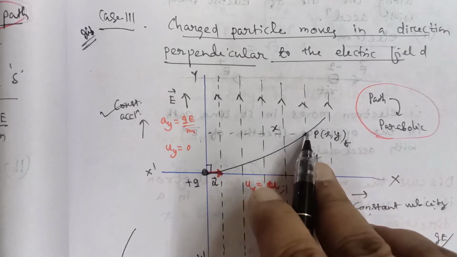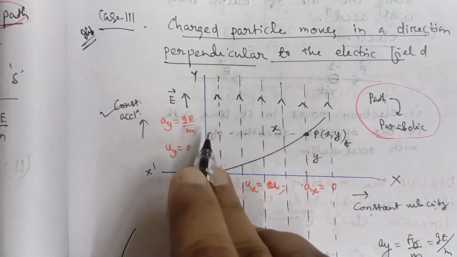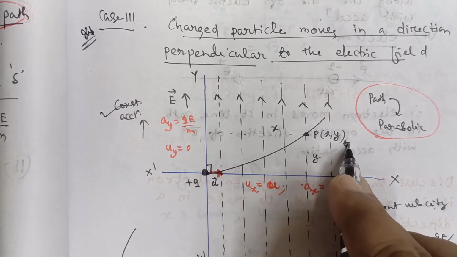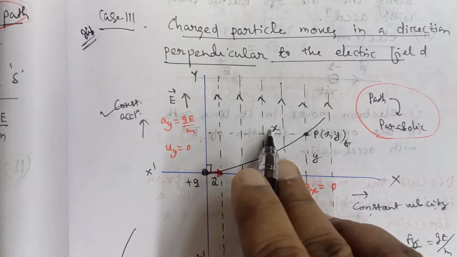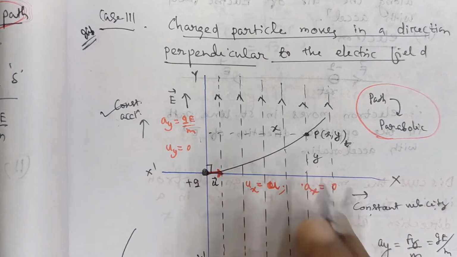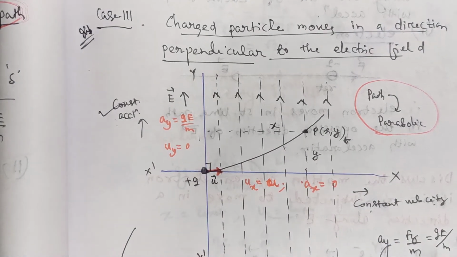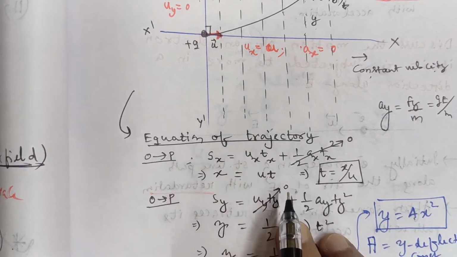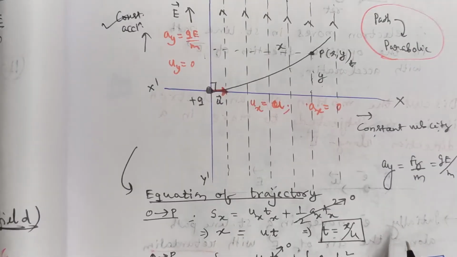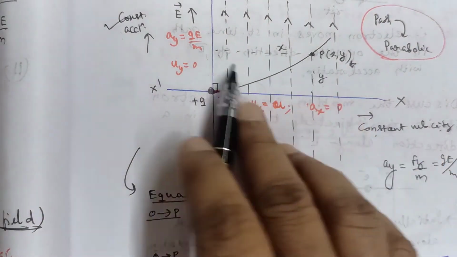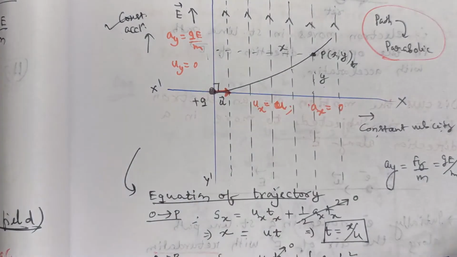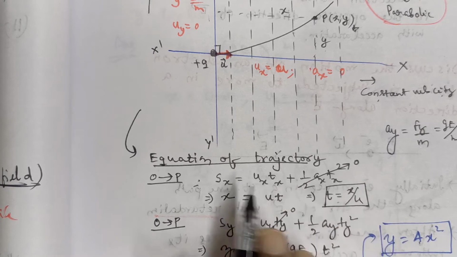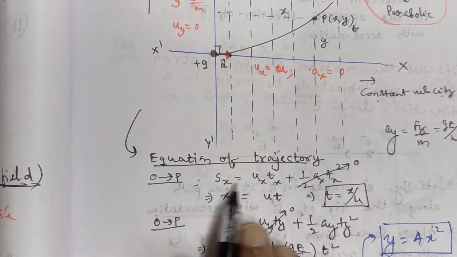That means when it reaches the point P, the horizontal distance covered is x, the vertical distance covered is y, and the time taken is t. Now we have to establish the relation between x and y. Then you see the mathematics that we have used in projectile motion, the equation of trajectory. How will you calculate the equation of trajectory? Now you have to take O to P, first the horizontal equation. So you will see the horizontal equation, s is equal to ut plus half at square. The x suffix is given for horizontal motion.